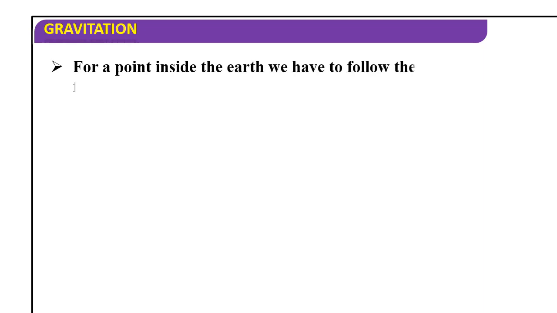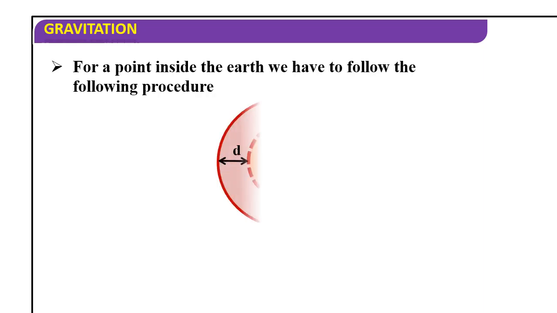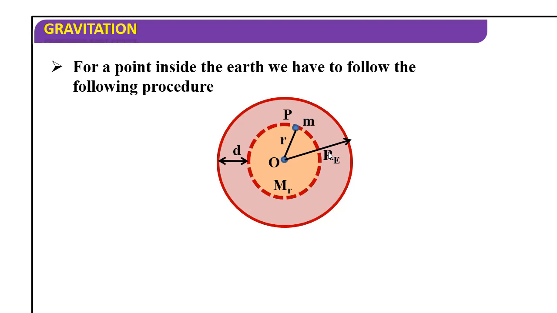For a point inside the earth we have to follow the following procedure. See here, you consider this radius. Suppose we are interested in finding the force at this place, then what we have to do? The outside portion will not affect this, so only this portion will be acting on this point. That's all, this mass. So that's why we can calculate directly.